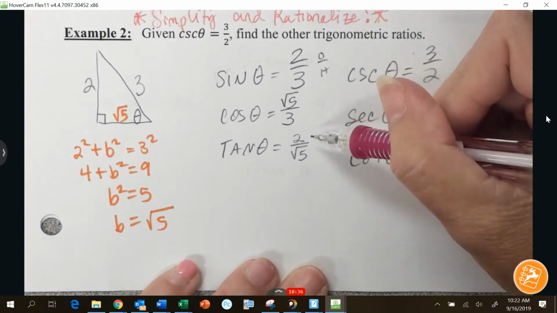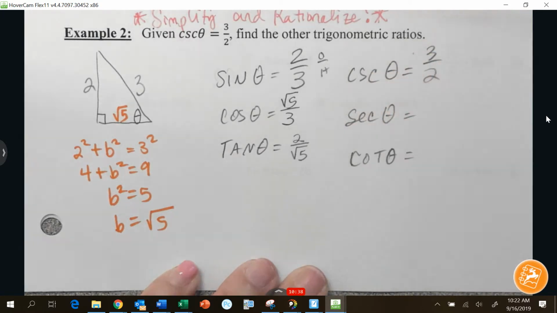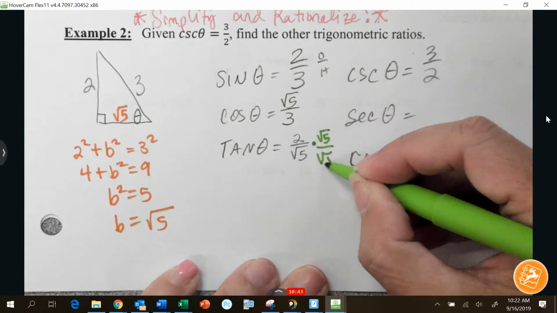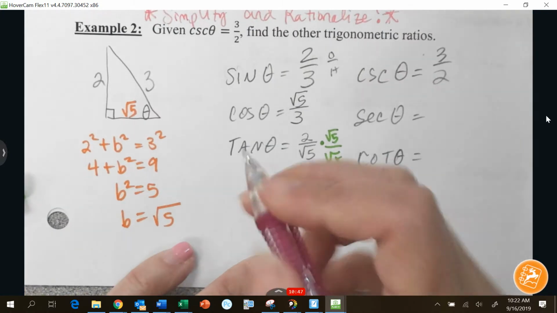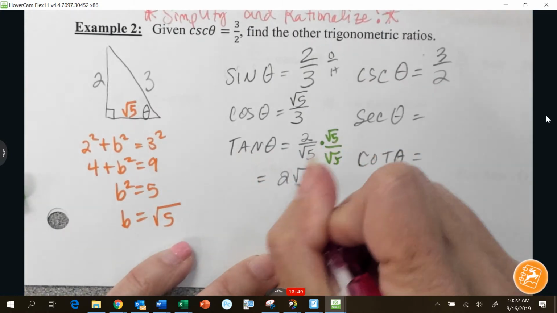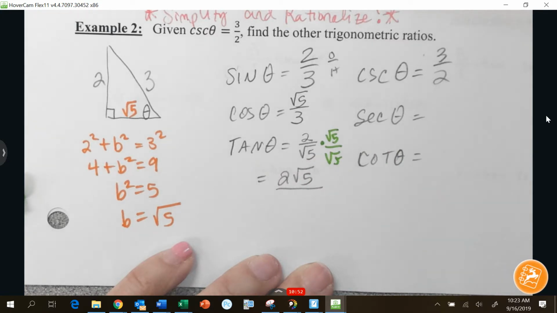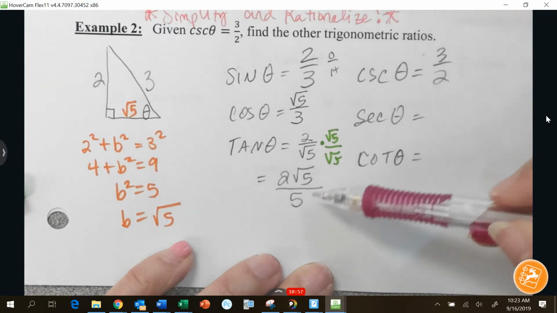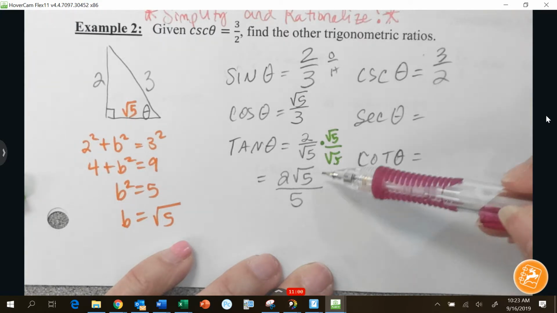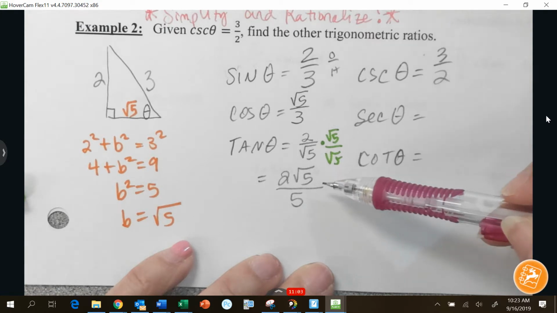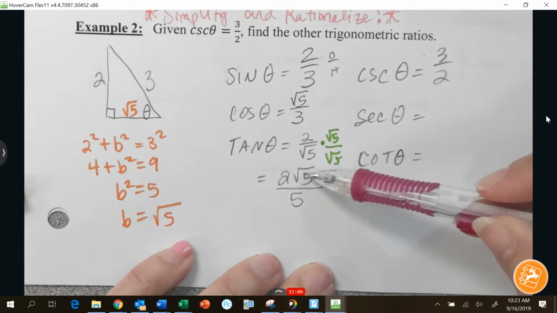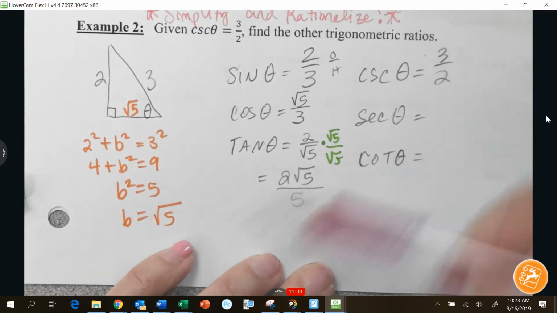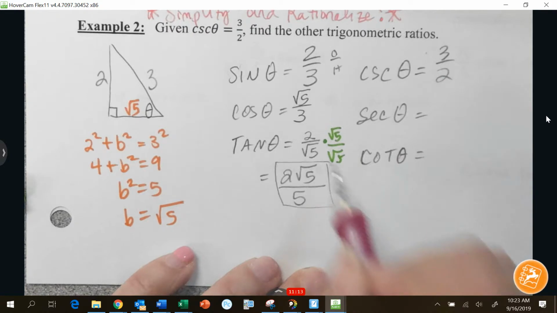Can I leave 2 over square root 5? No, that's the kind we have to rationalize. So we're going to multiply by square root of 5 over square root of 5. It's going to give me 2 square root 5 over 5. And then can the 5... Why not, Sammy? Say it again. I didn't hear. This is a radical. They're not both radicals. They both have to be the same to be able to reduce it. So then that would be the tangent.